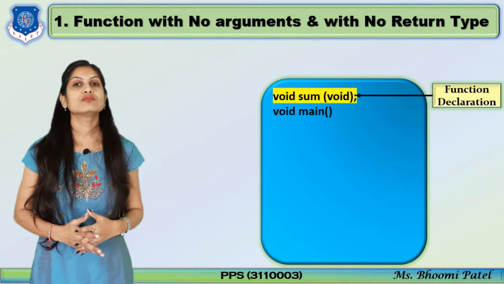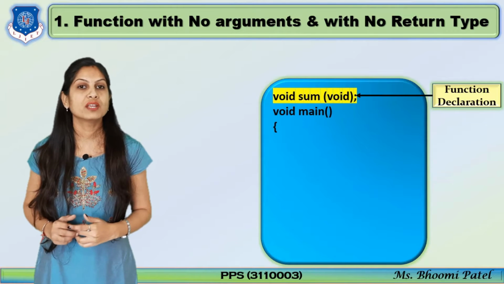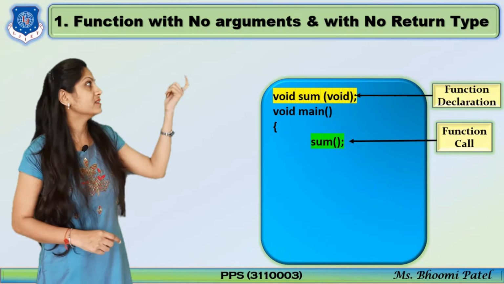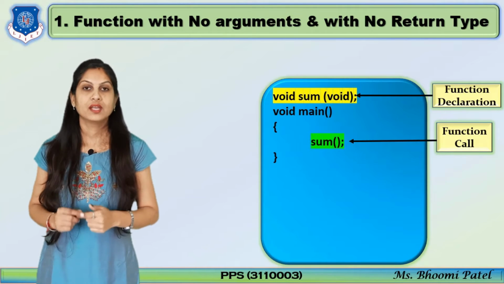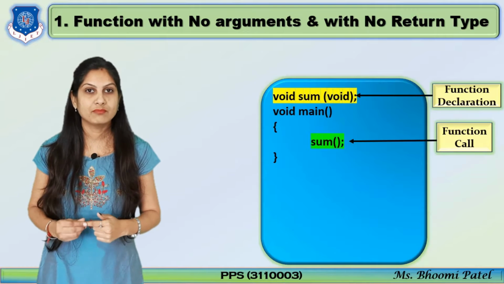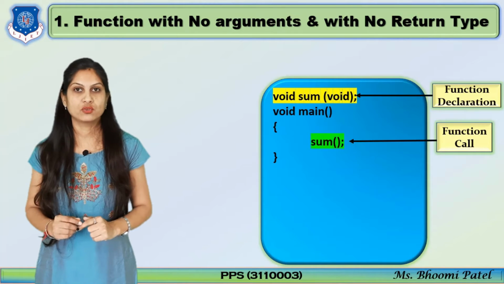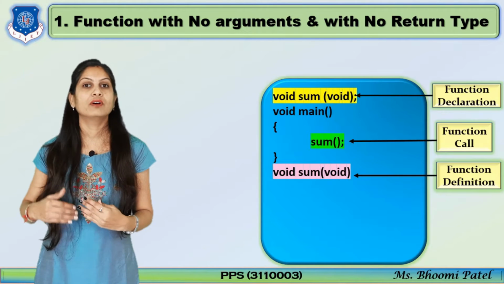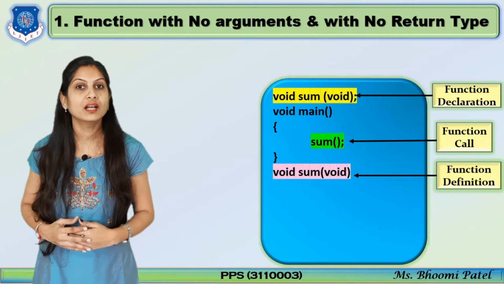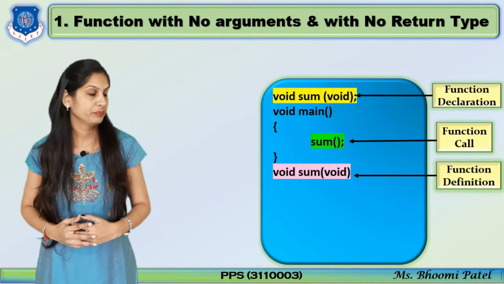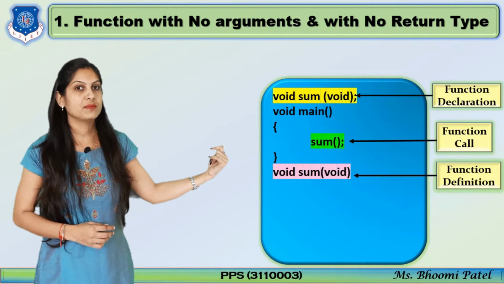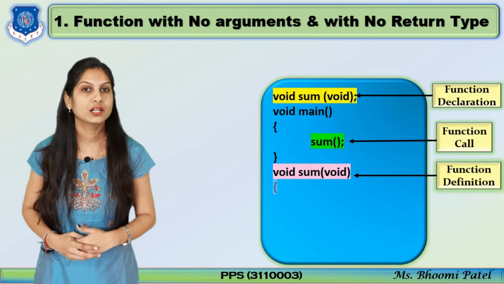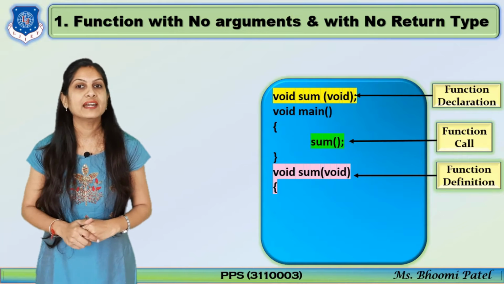Clear? After that we have to write void main, and inside void main we have to write the function call. The function call is just the function name, that is sum, and round brackets. Here also the brackets are blank because the category is no argument. And after void main we have to write the function definition, that is the function in which we have to write the logic for finding the sum. So void is there, then function name sum, and after the round brackets, in curly brackets we have to put the logic.